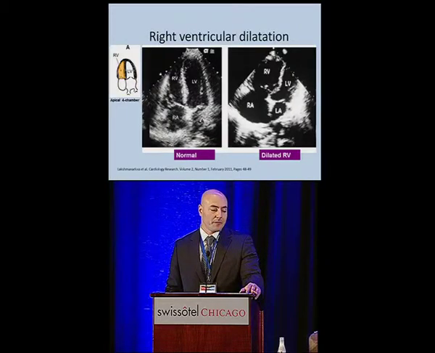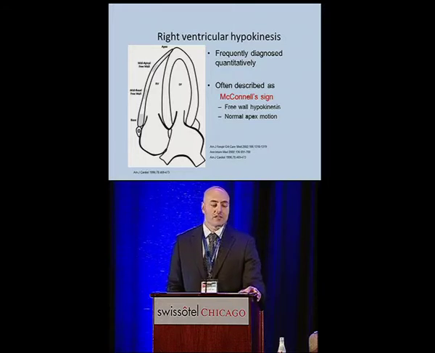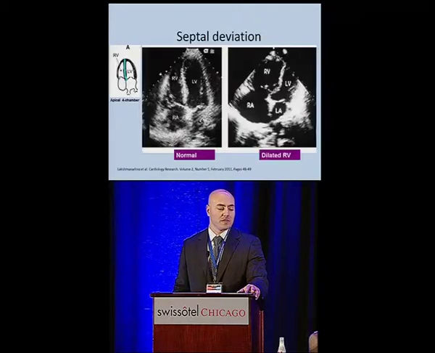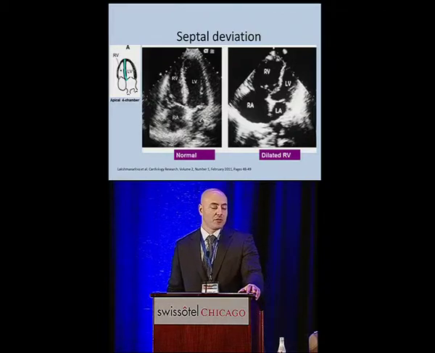There's this static image of a right ventricular dilatation, normal on the left, and on the right of the screen you have a dilated right ventricle. The right ventricular hypokinesis can be quantitatively assessed. Most of the time we can use McConnell's sign, and this is free wall hypokinesis with sparing of the apex. And this is just a diagram showing a static image of a septal deviation.